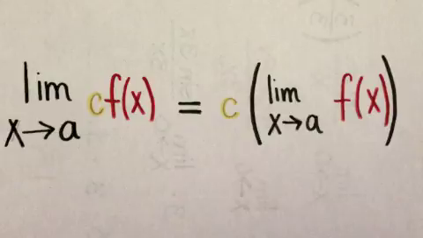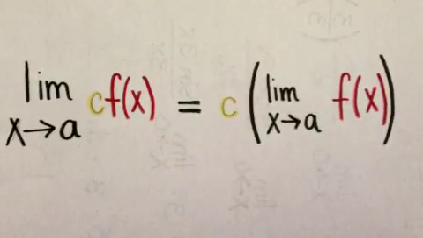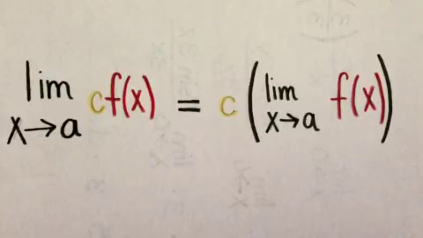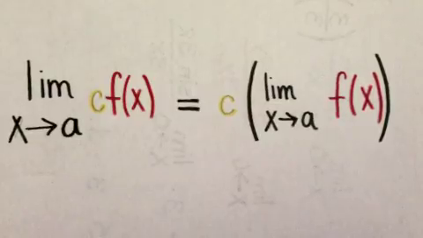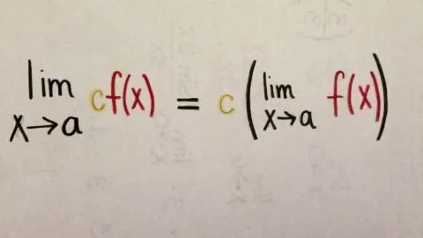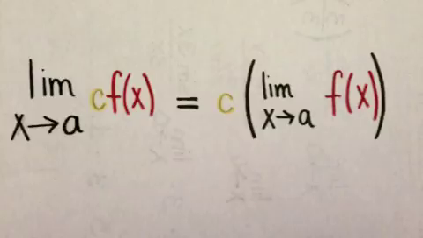So next we have the constant multiple rule, which is a pretty simple rule, but it can be very helpful when simplifying your problems. So the rule states that the limit as x approaches a of a constant times a function is equal to the constant times the limit as x approaches a of the function. So basically you just pull out the constant in front and multiply it by the limit of the function. Let's take a look at an example.